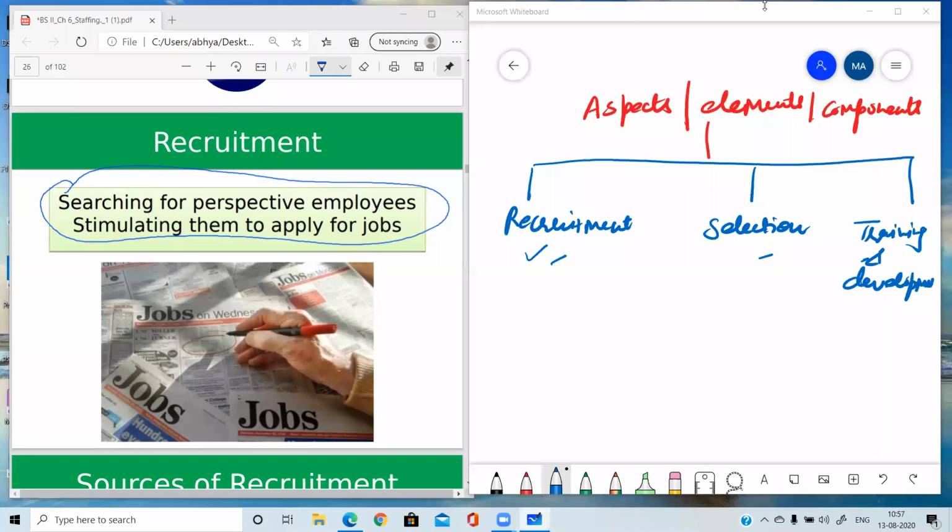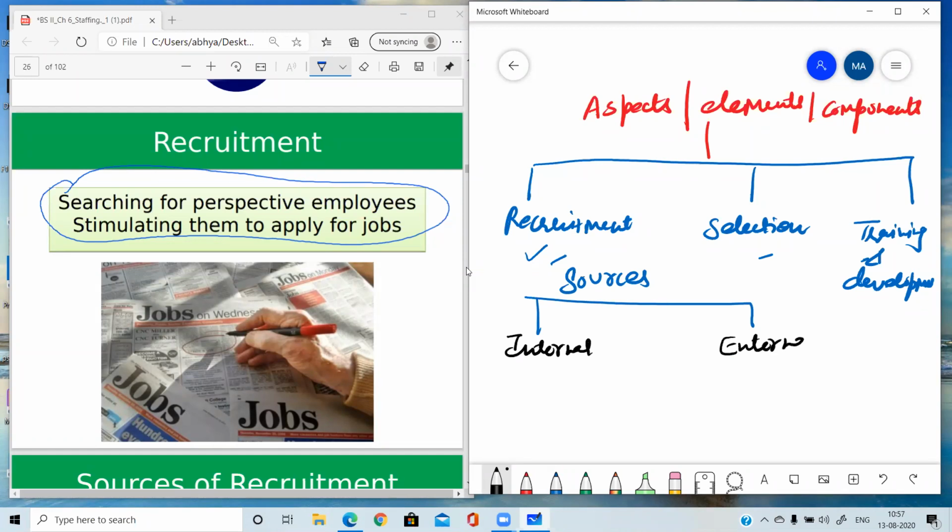So basically in recruitment, we will be doing two topics. Meaning of the recruitment we have already discussed, so I am not going to discuss it here again in detail. So there are the sources of recruitment. There are the two sources of recruitment, as I told you yesterday also: internal sources and external sources. Internal sources means getting the employees from within the organization.